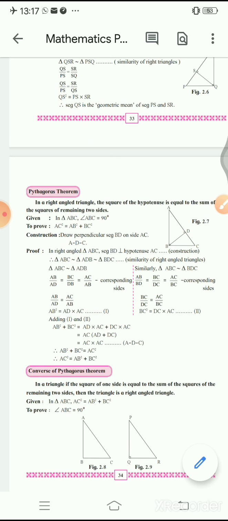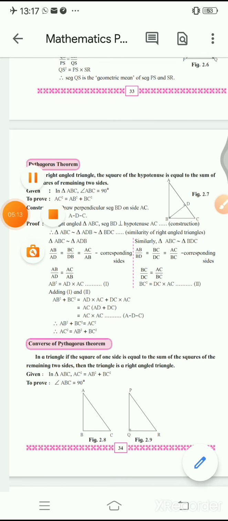means in a right angled triangle the square of the hypotenuse, means AC square, is equal to the sum of the squares of the remaining two sides, means AB square plus BC square. In this way we have proved our Pythagoras theorem, which is very important for our coming board exam. Okay, now here converse of Pythagoras theorem. It is also important, not the theorem to prove, but it is important to solve the examples.